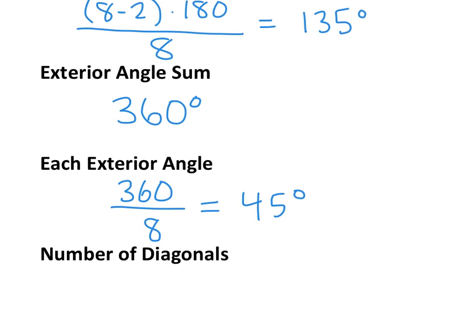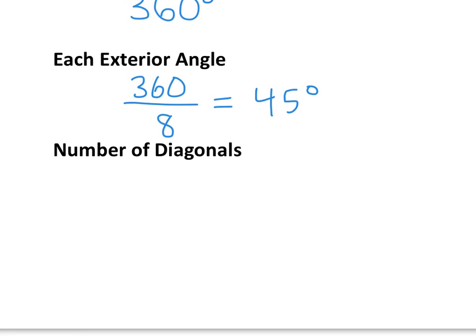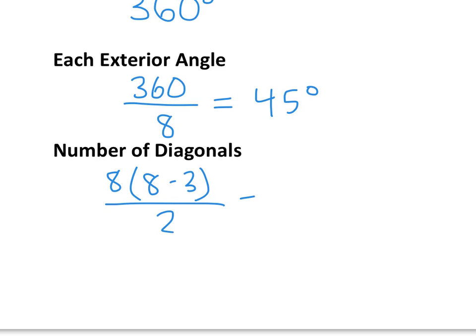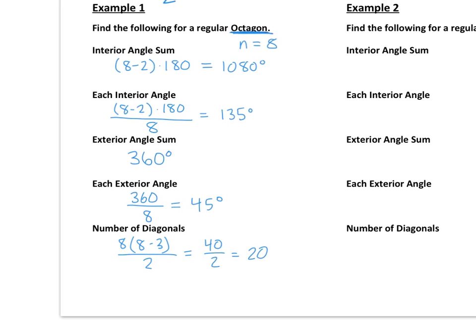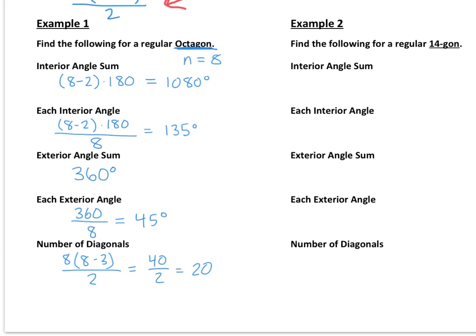And then finally, number of diagonals. Our formula is n times (n minus 3) divided by 2. So we already determined n is 8, so 8 times (8 minus 3) divided by 2. Putting that in your calculator simplifies to 40 divided by 2, which is 20. Remember, number of diagonals would be the only one that's not a degree measure. Keep that in mind for your homework.